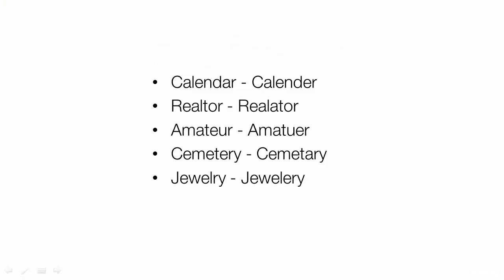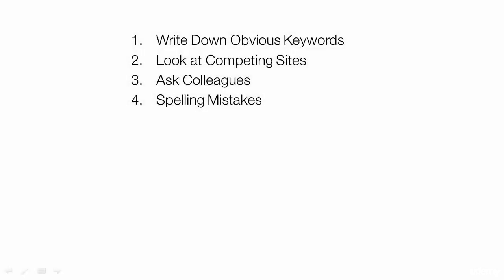Next, look for obvious spelling mistakes. Certain words are misspelled very frequently. The word calendar and realtor, for instance, amateur, cemetery, jewellery, and so on. Now, the search engines recognize misspellings and often correct for them, and so targeting misspelled words is not as effective as it was a few years ago, but it's still worth knowing and using the misspelled versions. You can actually find lists of common misspellings online.